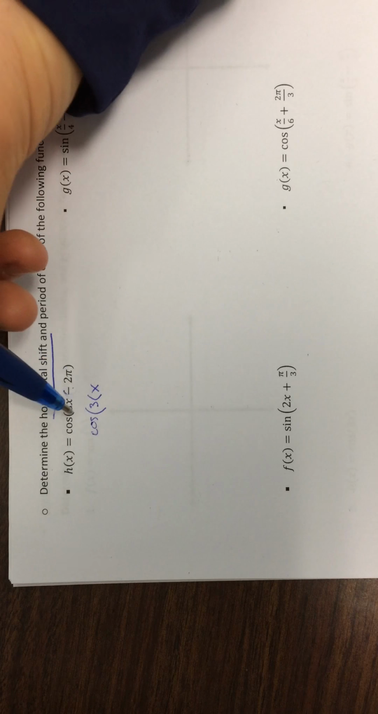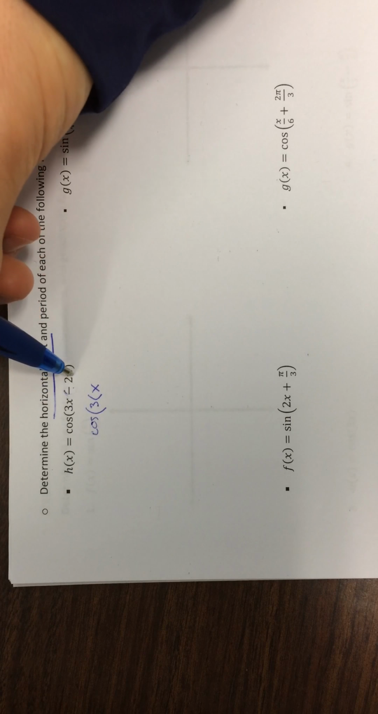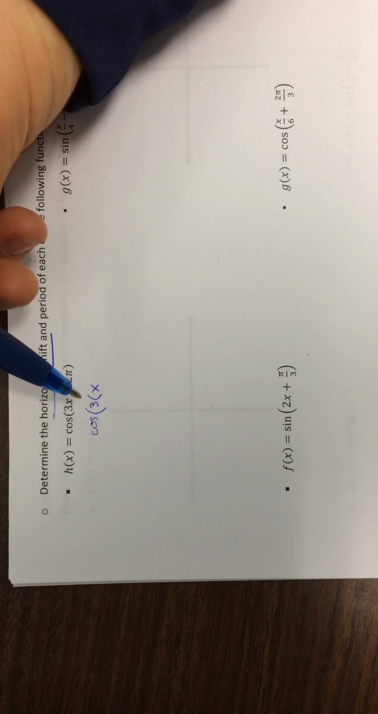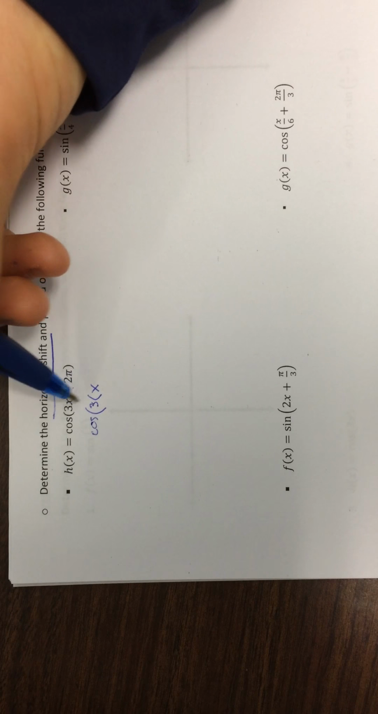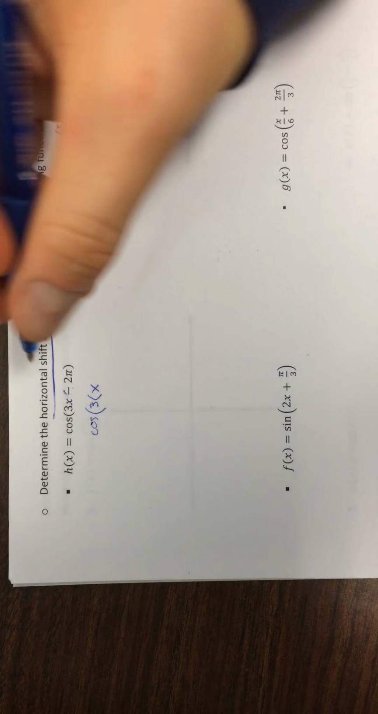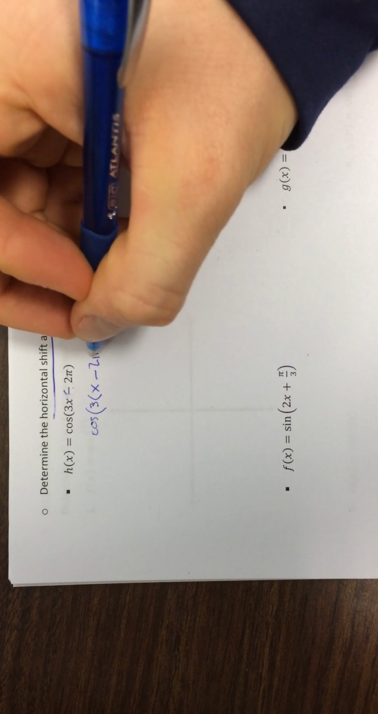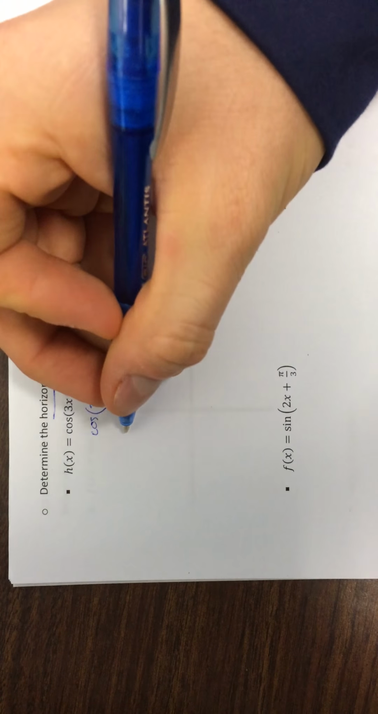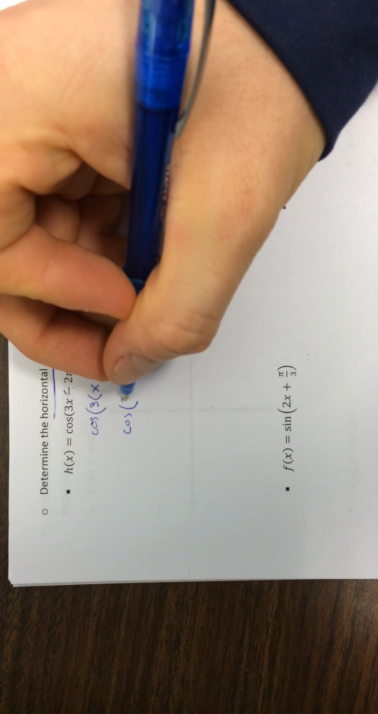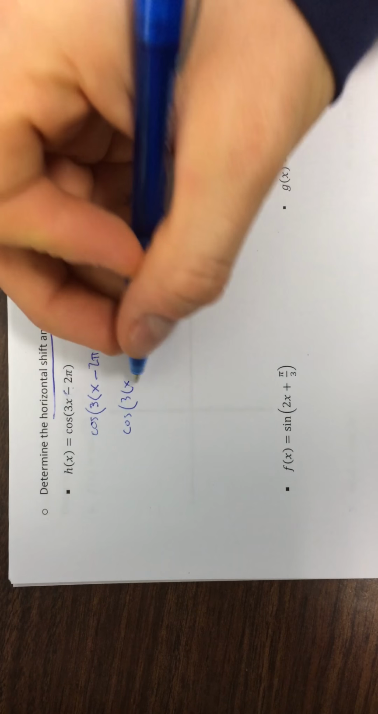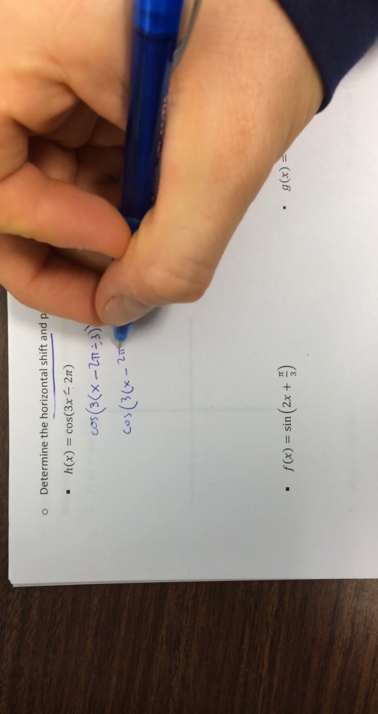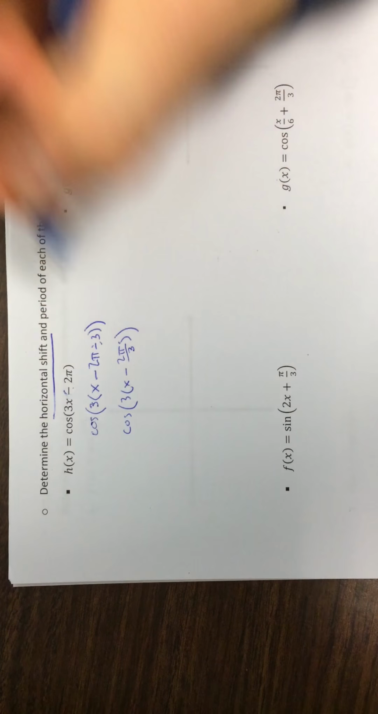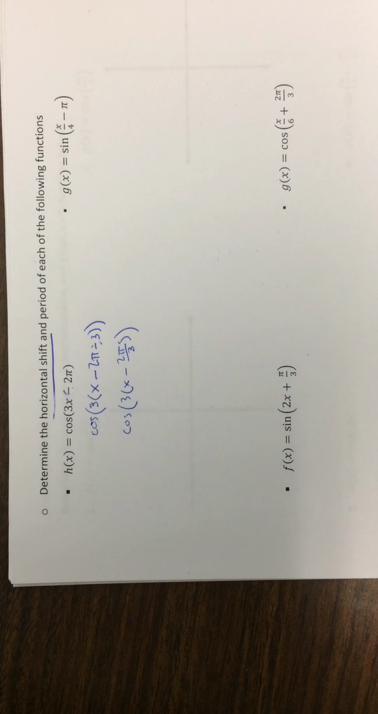However, in order to factor, we have to divide every term by the thing we factor. So 3x divided by 3 would just be x. 2 pi, we're going to divide that by 3. If we divide by 3, then that's just going to be 2 pi over 3.